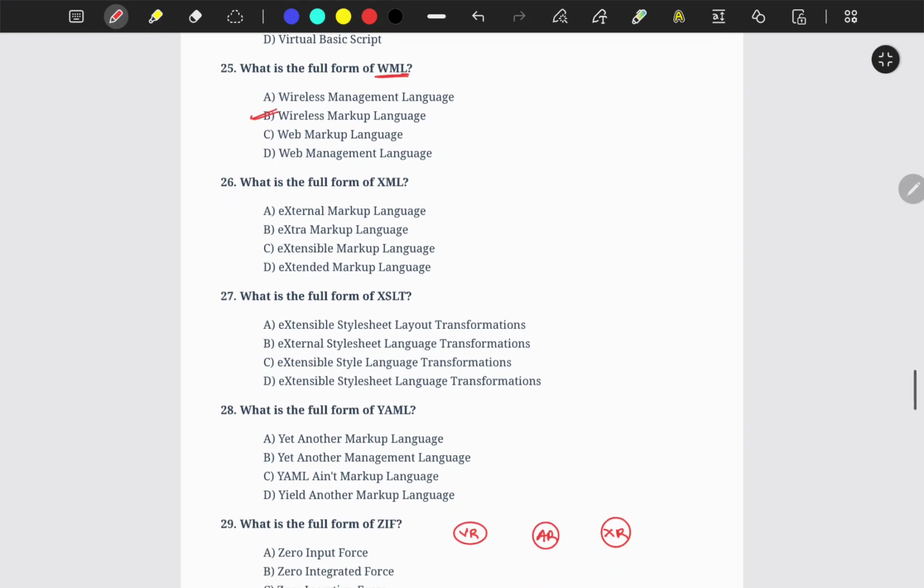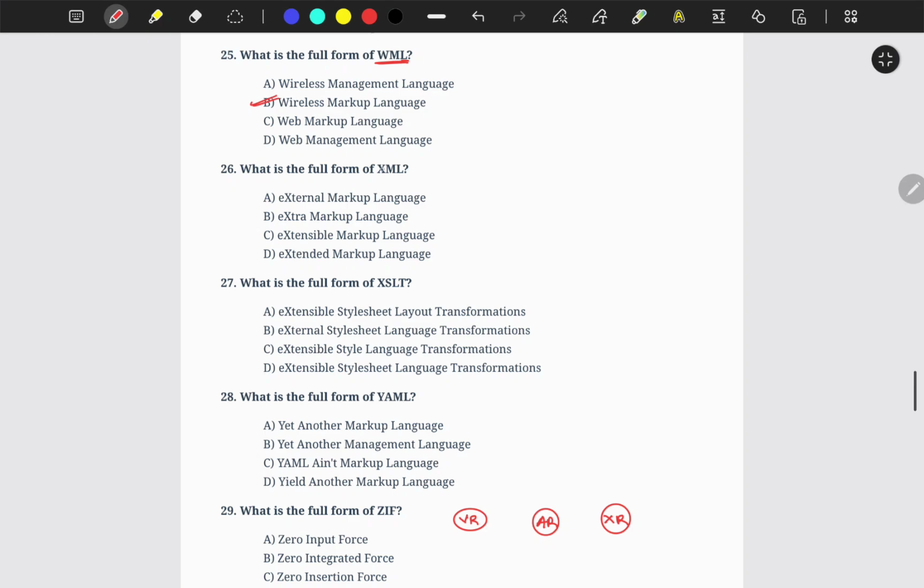Okay. So we have few questions left. So what is the full form of XML? Question number 26. This is an important question. It is Extensible Markup Language. Option number C.